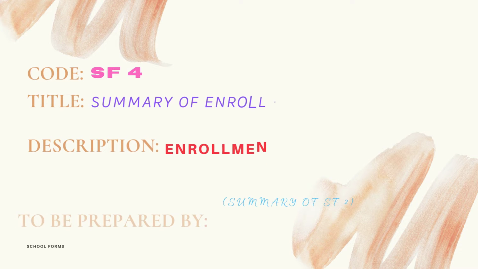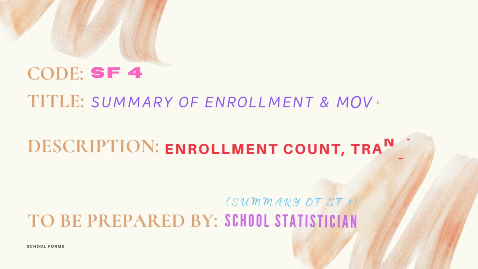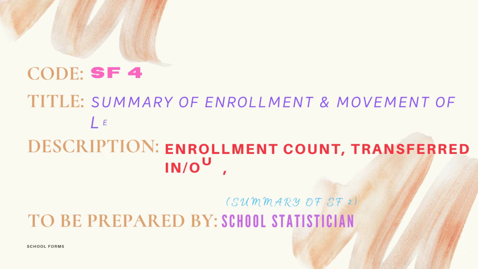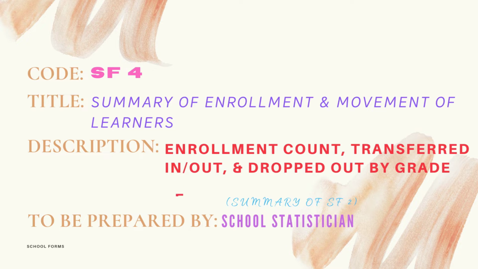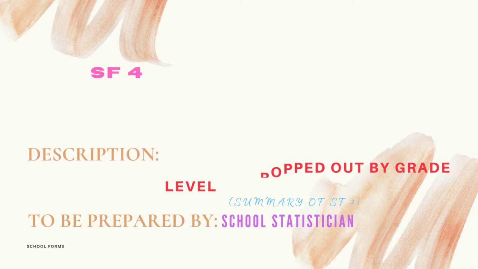Next, SF4 or School Form 4. This is a summary of enrollment and movement of learners: enrollment count, transferred in, out, and drop out by grade level. This is the summary of SF2 and to be prepared by the school statistician.